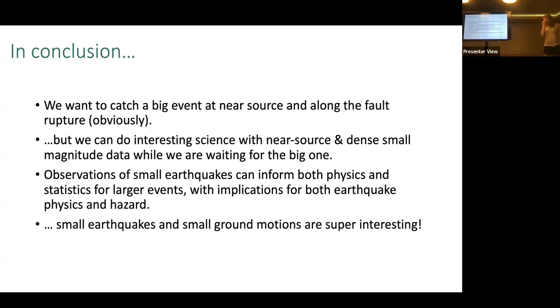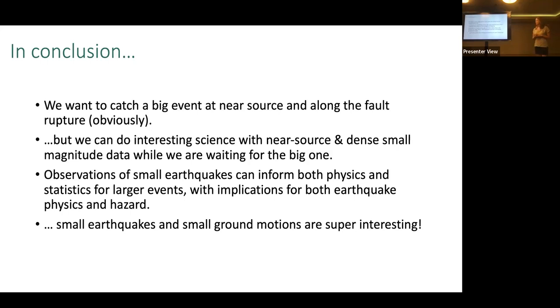So there were a lot of different examples, but hopefully I made the point that we can do interesting science with near source and dense small magnitude data while we're waiting for the big one. And that observations of small earthquakes can inform both the physics and the statistics for larger events. So we can do both statistically based ground motion modeling and physically based ground motion modeling, where we can then extrapolate to regions where we have less seismicity, with implications for both understanding earthquake physics and for hazard and ground motion modeling.